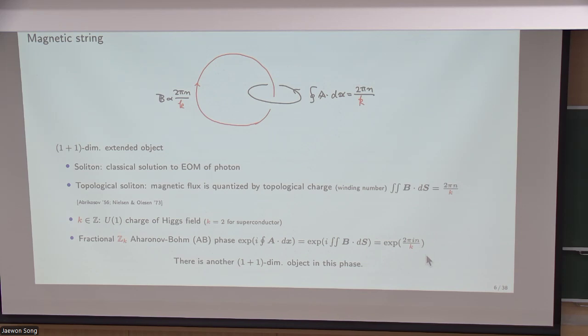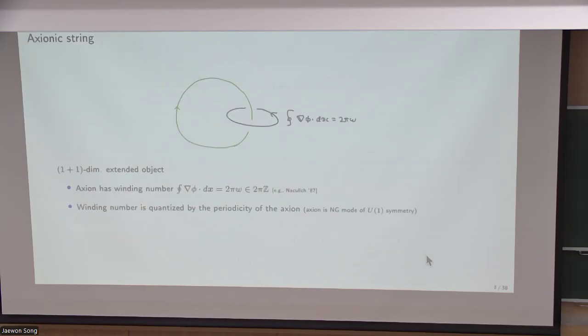And there is another 1+1 dimensional extended object in this phase. This is an axionic string. An axion string is a configuration of the axion where the axion has a winding number along this line. And this winding number is quantized by the periodicity of the axion. This is because our axion is assumed to be an angular mode of the global U(1) symmetry.